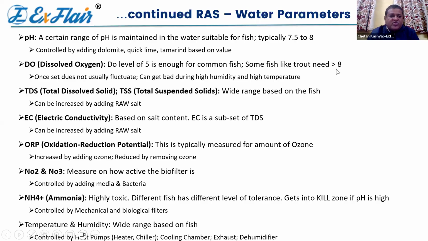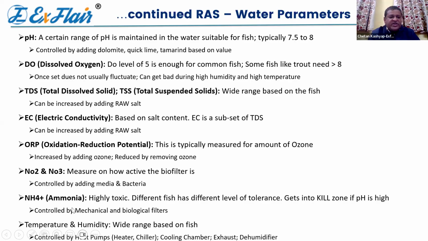Okay, some fish like trouts need a very high level of DO. So for them, you need to maintain a DO of 8 and above. Okay, TDS is another important parameter. Typically TDS and EC you maintain using raw salt. Okay. Now these are the two important ones.